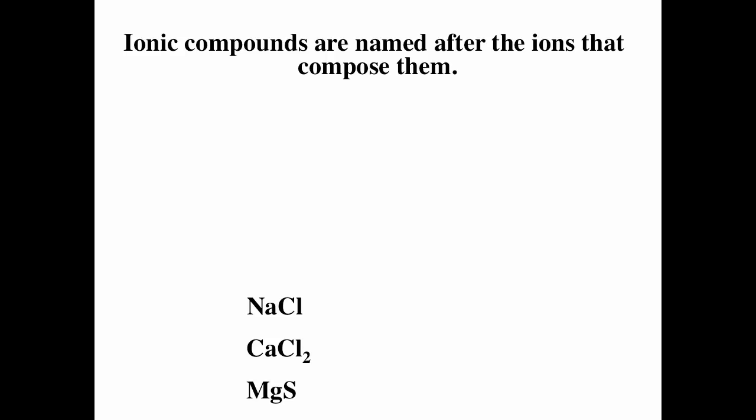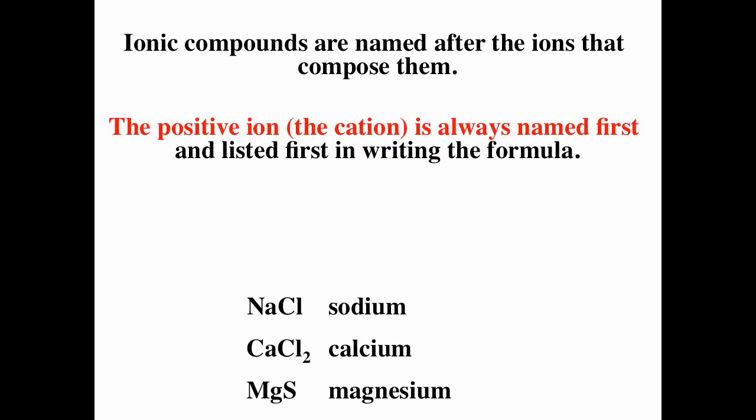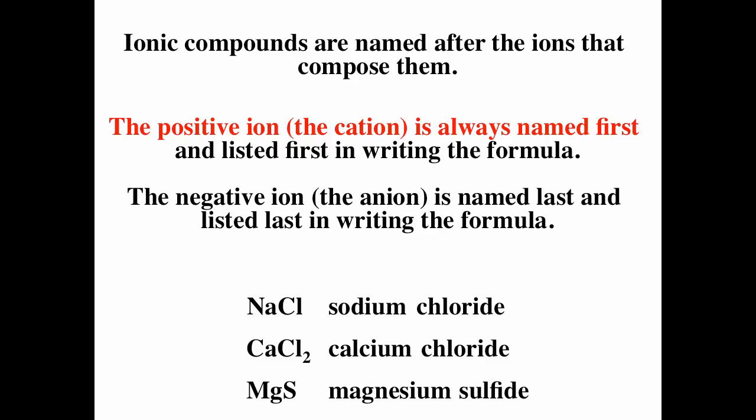And so the positive ion always goes first and is also written first in the formula. And so here we have sodium chloride, calcium chloride, and magnesium sulfide. Now notice that we do not indicate that there's 2 chlorines for calcium chloride. You are expected to know that. Calcium is a +2, chloride's a -1 ion, and so you're expected to know, well, okay, I need 2 chlorides for each calcium, and so we do not write that in the name. It's just calcium chloride, and you're expected to know that that would be CaCl2.